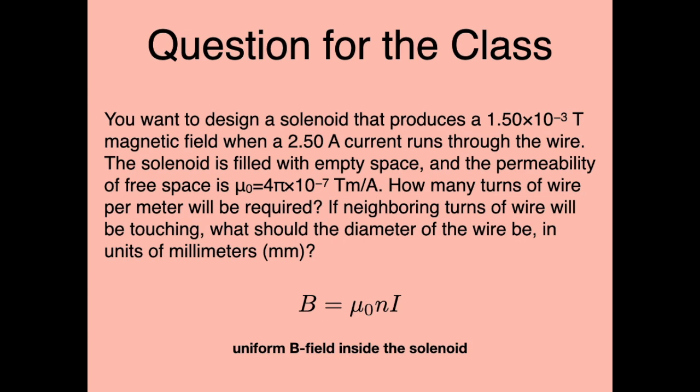Let's say that you're trying to design a solenoid that produces a 1.50 times 10 to the minus 3 Tesla magnetic field when we have a 2.5 amp current running through the wire. If the solenoid is completely empty, it just has empty space inside of it, and mu naught, the permeability of free space, is 4 pi times 10 to the minus 7 Tesla meters per amps, how many turns of wire per meter will be required? So that's asking you to solve for lowercase n, the number of turns per unit length.